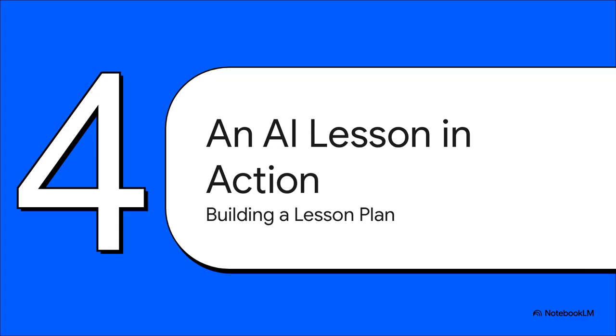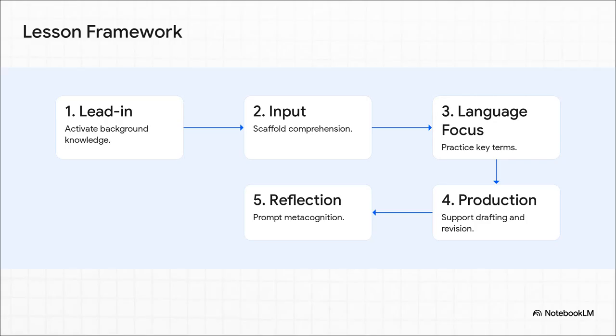Okay, so that's a lot of theory, I know. Let's make this real. We're going to walk through a sample lesson plan piece by piece and see how we can weave AI in at every stage with a clear purpose. Think about any great lesson you've ever been in. It probably followed a flow kinda like this, right? You start with a lead-in to get everyone's brains warmed up. Then you introduce some new info, the input. You zoom in on key language or ideas. Then you have the students actually create something. That's production. And you always end with reflection.